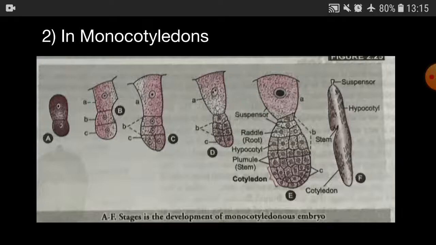But in monocots, about one half of the terminal cell derivatives function as the shoot apex, whereas the remainder of the cells show a rapid rate of cell division in the formation of a single terminal cotyledon. And this cotyledon in the grass family is known by the name of scutellum. So, this scutellum is situated towards the lateral side of the embryonic axis.